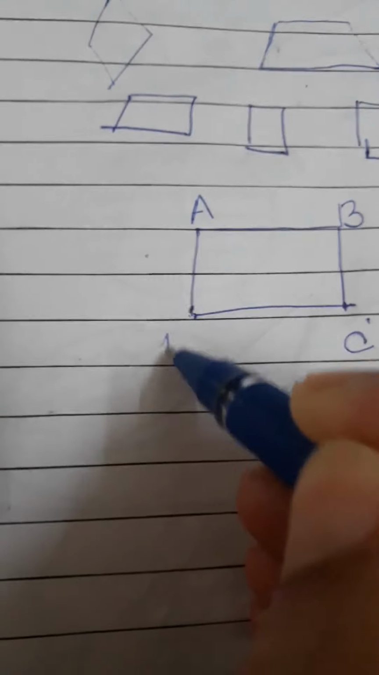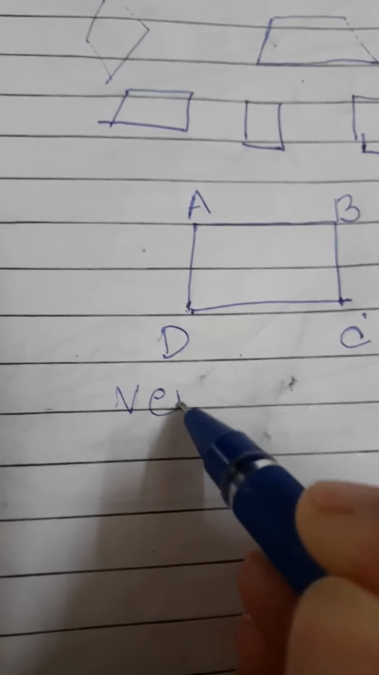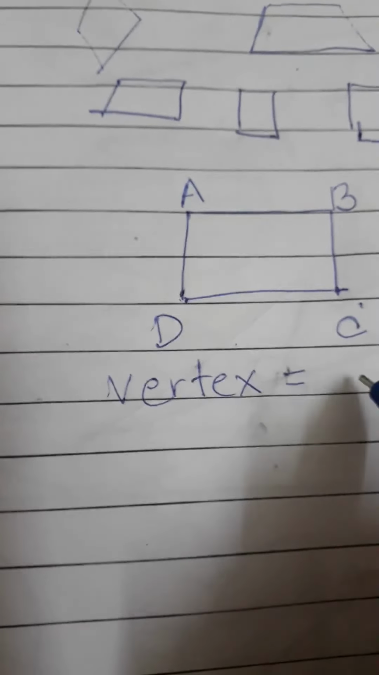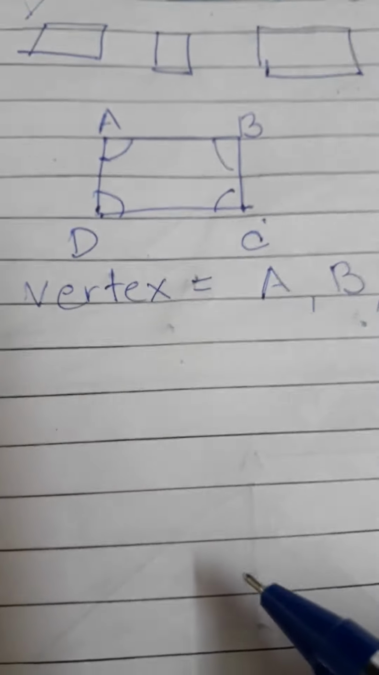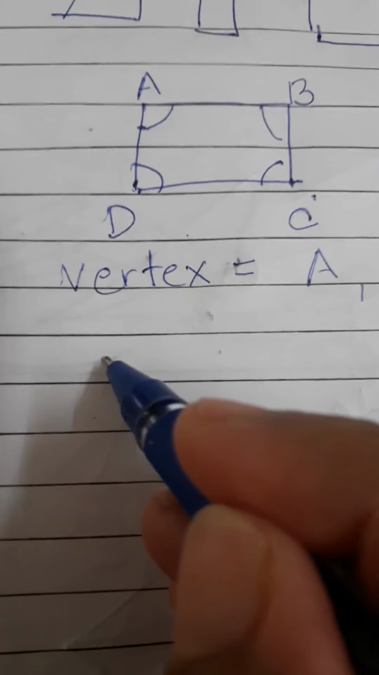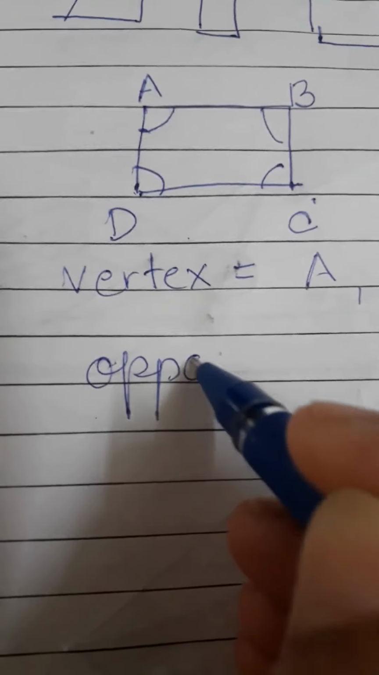Now we will see the terms related to quadrilaterals. Let's take a simple quadrilateral. This one. Let us name it A, B, C, D. Which are the vertices of the quadrilateral? A, B, C and D. Right? Then angles: how many angles does it have? Angle A, angle B, angle C, angle D. Right? Four angles.